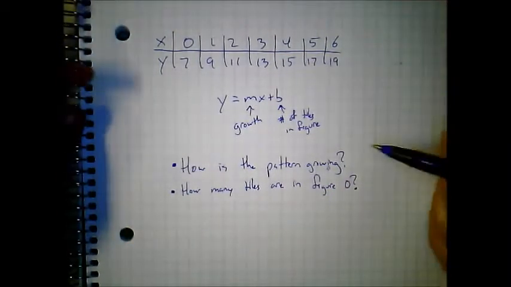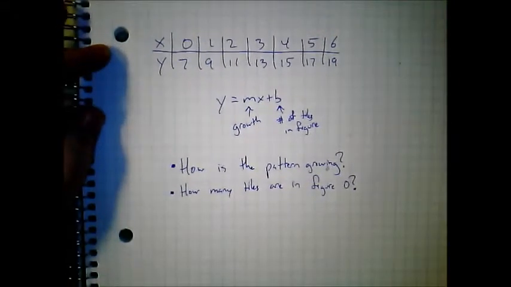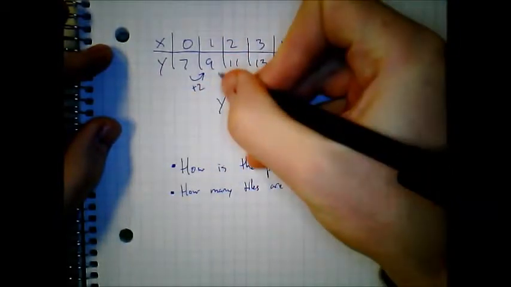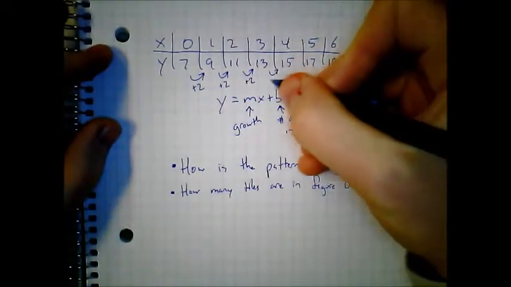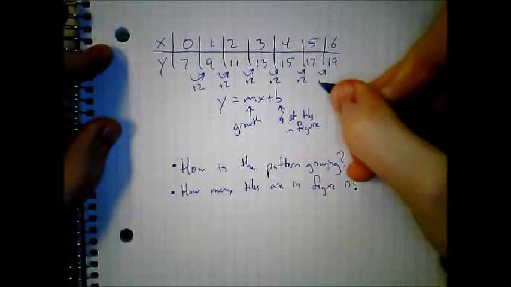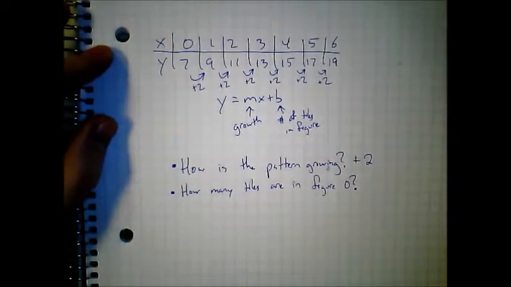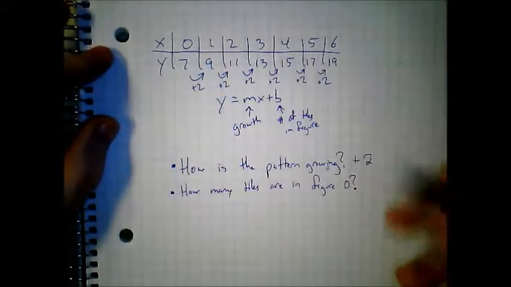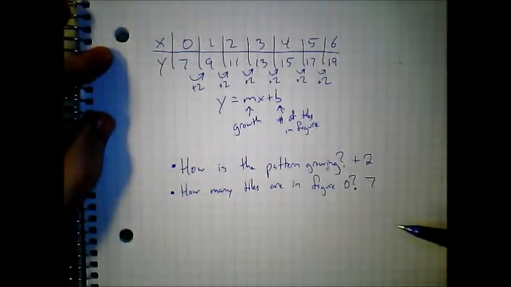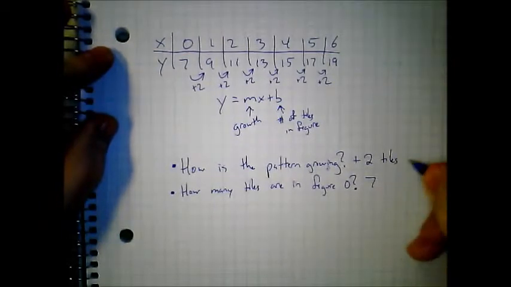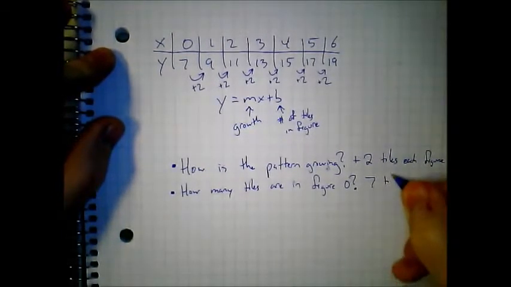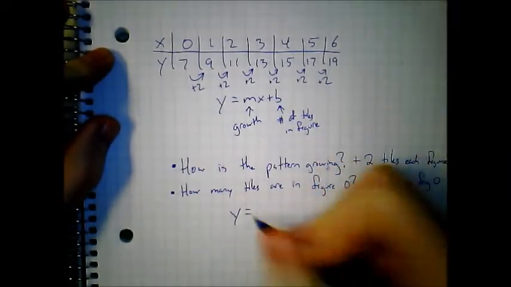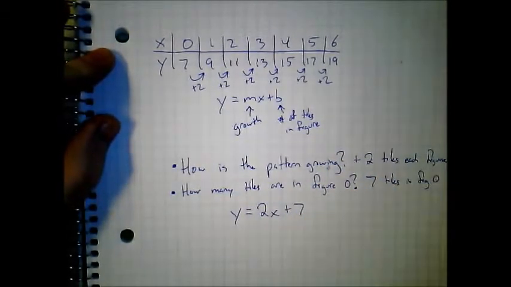Now, as soon as we can answer these questions, we can jump right to our rules. So let's look at the first one. How is this pattern growing? As we go from figure 0 to figure 1 to figure 2 to figure 3, we're adding 2 tiles each time. So this pattern is growing by adding 2 tiles each time. Now, how many tiles are in figure 0? We just find figure 0. It has 7 tiles. These are the 2 bits of information we need. We're adding 2 tiles each time, and there are 7 tiles in figure 0. So our rule is simply y equals 2x plus 7.